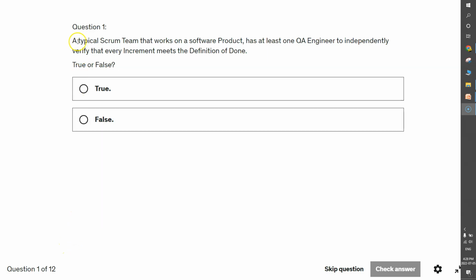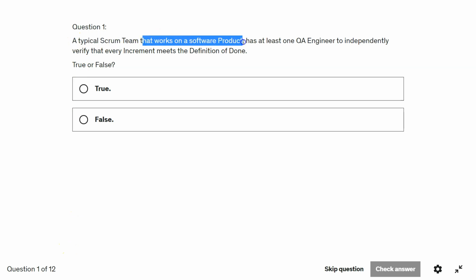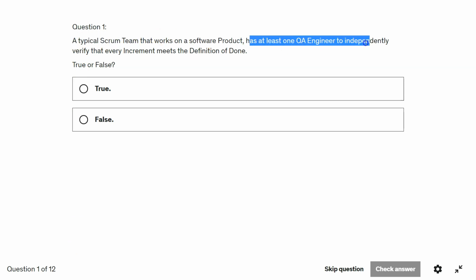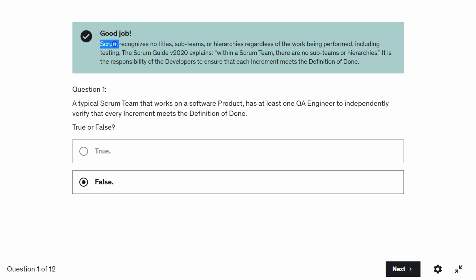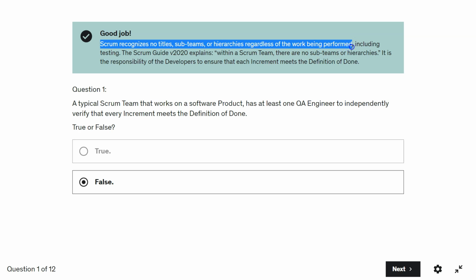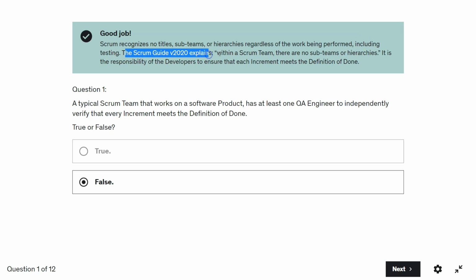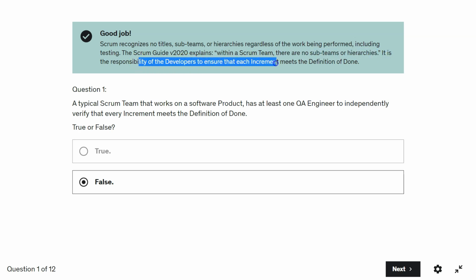Alright guys, question 1. A typical Scrum team that works on a software product has at least one QA engineer to independently verify that every increment meets the definition of done. True or false? The answer is false, because Scrum recognizes no titles, no subteams, and no hierarchies regardless of the work being performed, including testing. The Scrum Guide version 2020 explains within a Scrum team there are no subteams or hierarchies. It is the responsibility of the developers to ensure that each increment meets the definition of done.